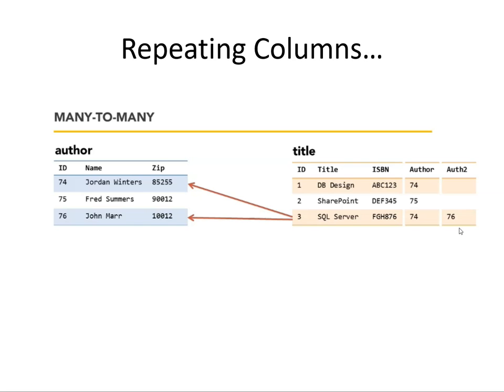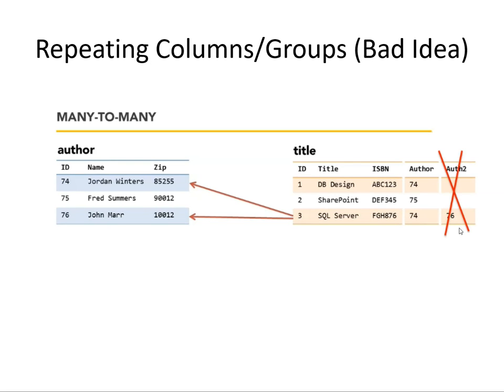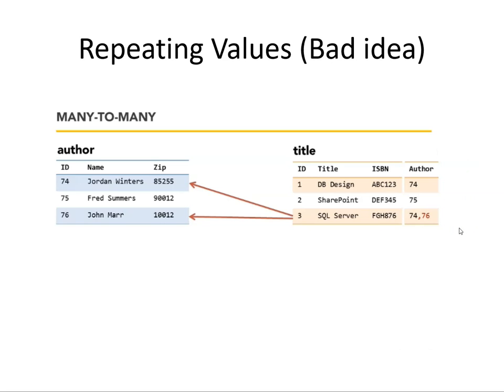Do we go to column 20? Where do we go? Where do we start? So this is referred to as repeating columns, and this is a big no-no. You don't do this. The other option might be, why don't we just reach in and put a little comma or semicolon and have a comma separated value.